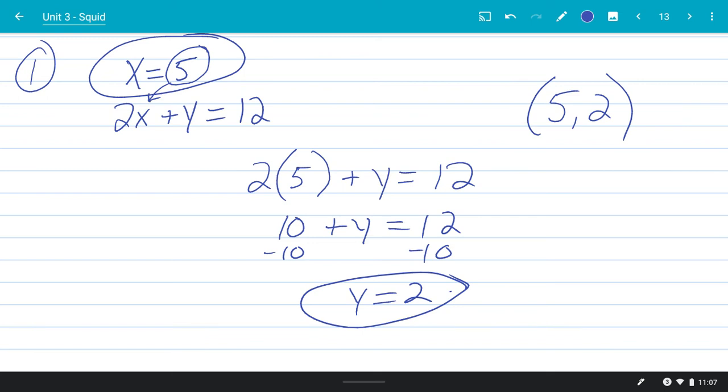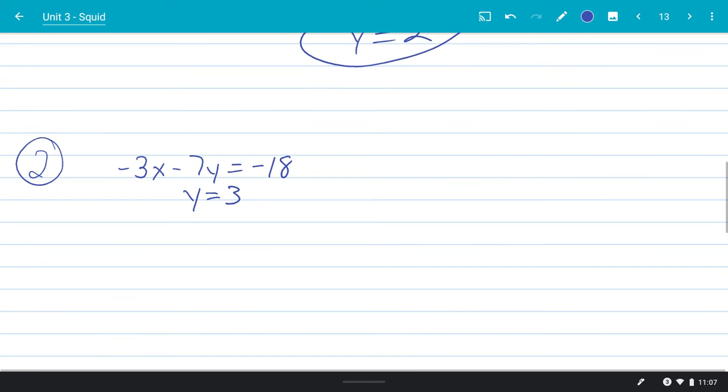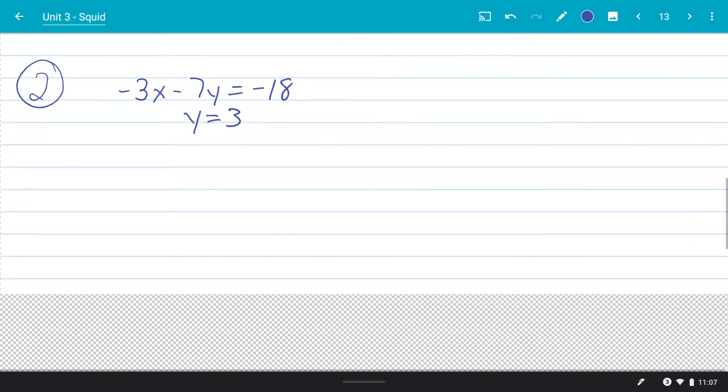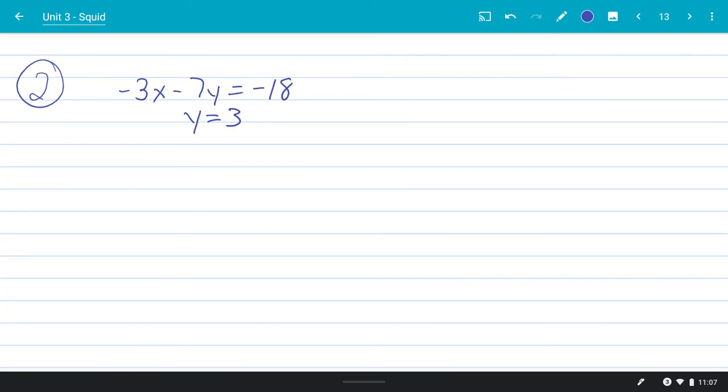Let's do one more that's very similar to that, where it's set up beautifully for the substitution method. Here I'm going to take this 3 and substitute it in for the y. Why? Because y equals 3. So negative 3 times x minus 7 times 3, substituted 3 in for the y, equals negative 18. Do a little arithmetic, so negative 3x minus 21 equals negative 18.